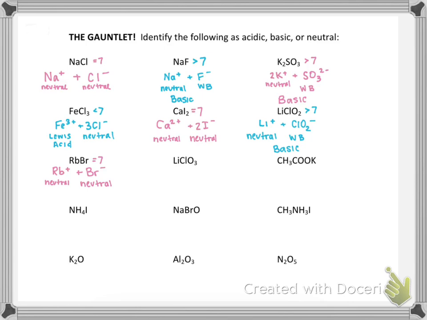Okay, here we have lithium chlorate. We'll dissociate into Li+ and ClO3-. As we said before, lithium will be neutral, since it's associated with a strong base, LiOH. Then the ClO3- would be related to HClO3, which is a strong acid, so this will also be neutral.